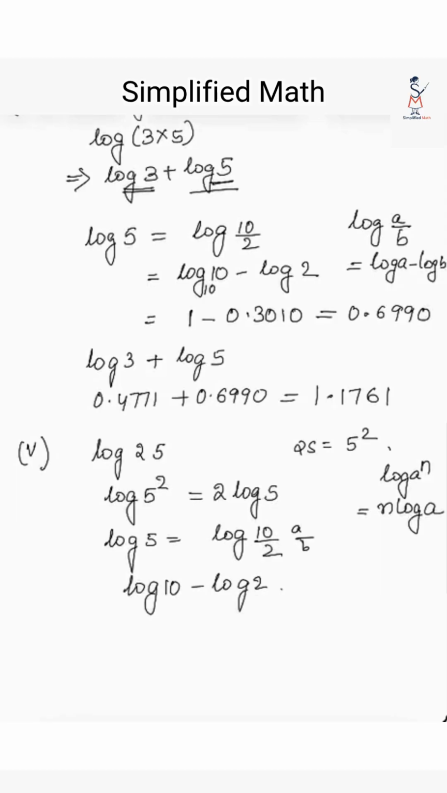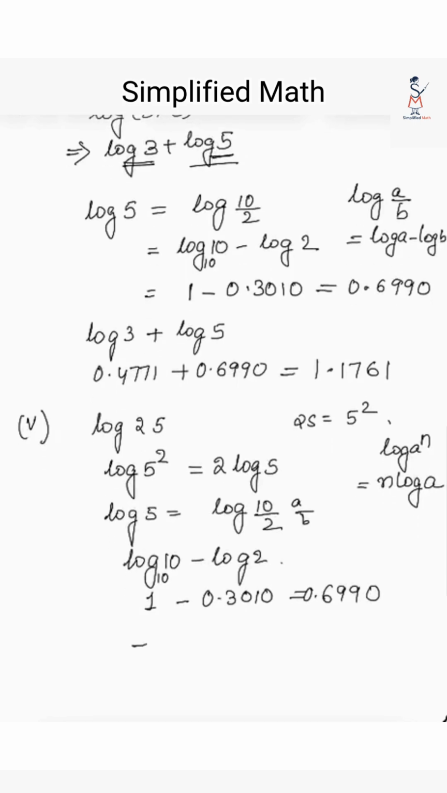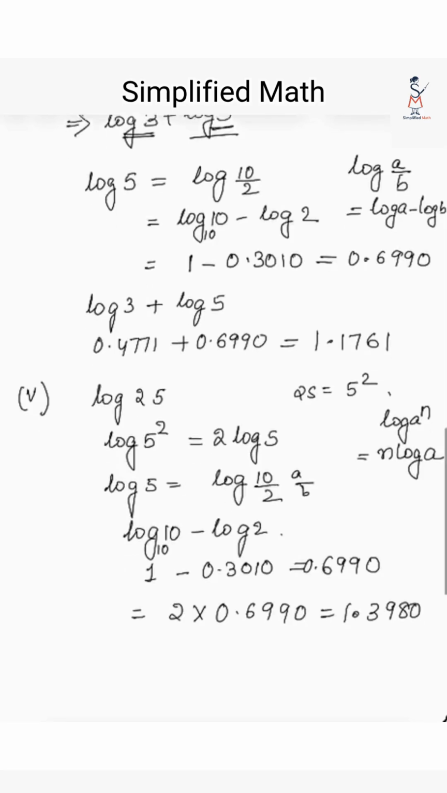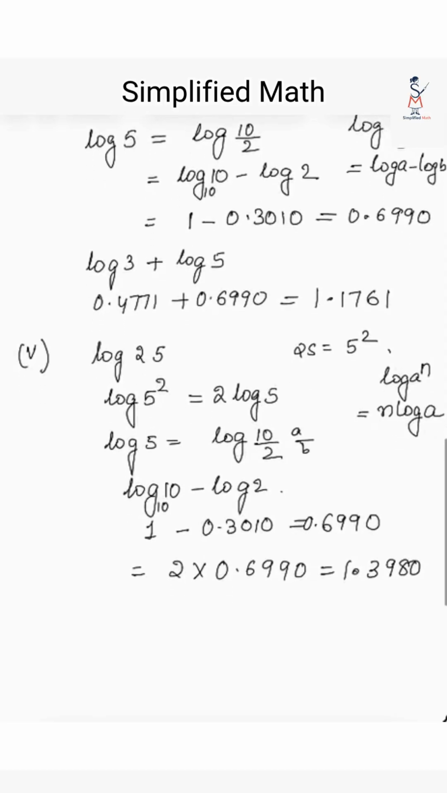So log 10 minus log 2. Log 10 to the base 10 is always 1 minus log 2. Log 2 is 0.3010, that is 0.6990. So this will be 2 into 0.6990, that is 1.3980, right?